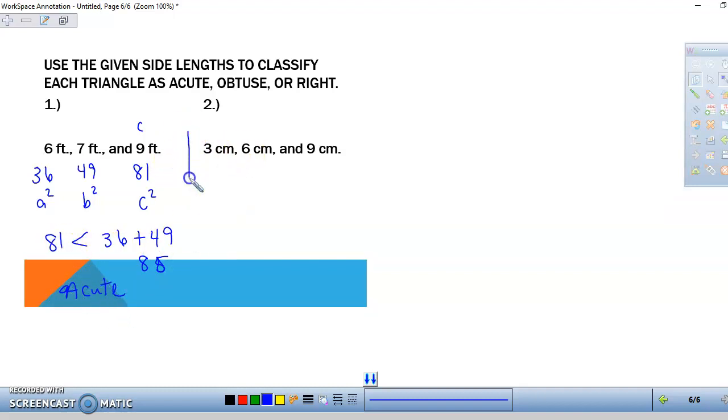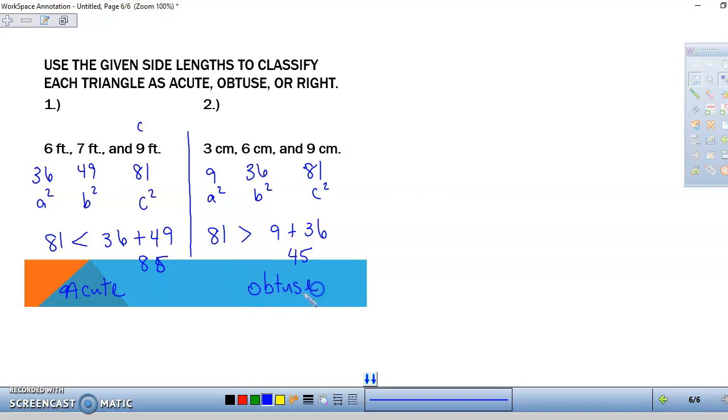Okay, on the next one. So squared, squared, squared. This obviously again would be the c squared. You have a squared and b squared. I'm going to put the 81 first, and then 9 plus 36. Here, what do you get? 45. So 81 is obviously larger than 45. So those lengths would give me an obtuse triangle.